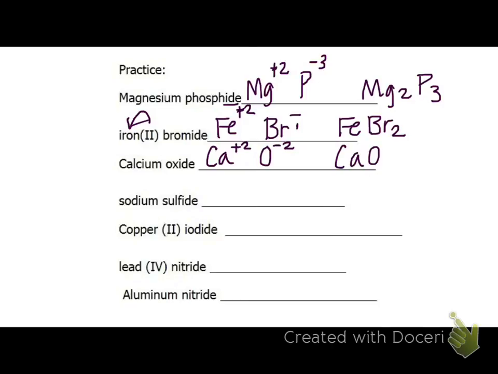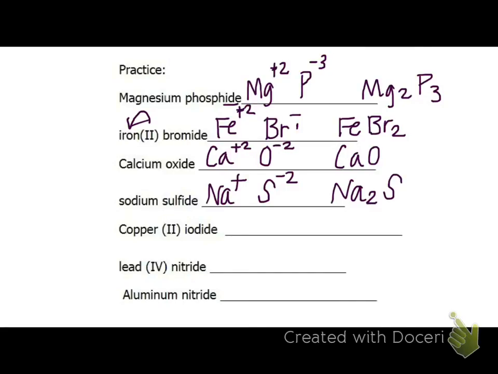Sodium sulfide is the next one. Sodium is a group 1 metal, so it'd be Na plus. And then sulfide is a group 16, so it'd be negative 2. And so I have a plus 1 and a negative 2, so I would need 2 sodium, so that would equal plus 2, so it'd be 2 sodium, 1 sulfur.